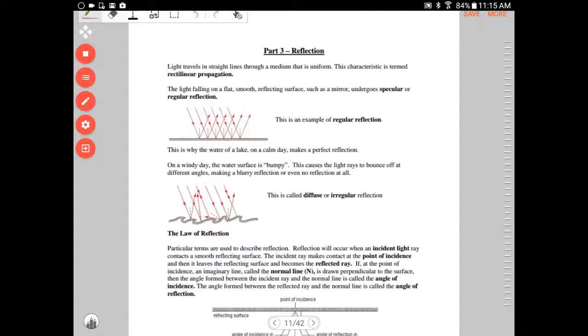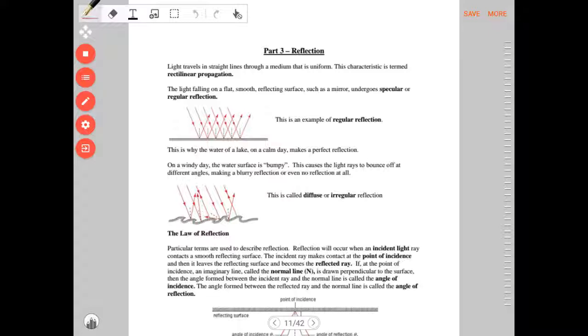Part 3, reflection. Light travels in straight lines through a medium that is uniform. This characteristic is termed rectilinear propagation. The light falling on a flat, smooth, reflective surface, such as a mirror, undergoes specular or regular reflection. This is an example of regular reflection. The light rays come in and bounce off, and they're all nice, uniform, perfect.